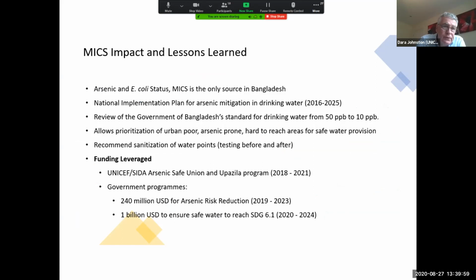So some of the impact and lessons learned. The MICS remains the main source of arsenic and E. coli data in Bangladesh, and it is widely used for planning and standard setting.